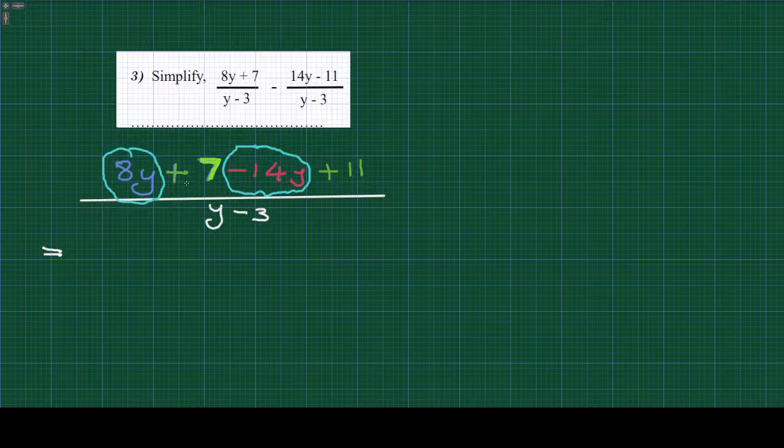Here minus would win. Why? Because minus has 14 with him. He's big. So minus, by how much would minus win? What is the gap between 8 and 14? That is 6. So minus 6y.